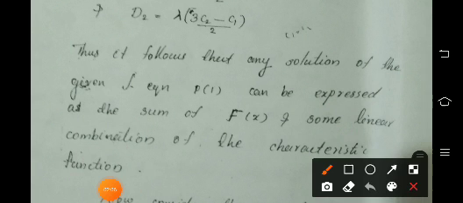Thus these are the functions d1 and d2. Thus it follows that any solution of equation 1 can be expressed as f of x plus some linear combination of eigenfunctions. Consider the second case.